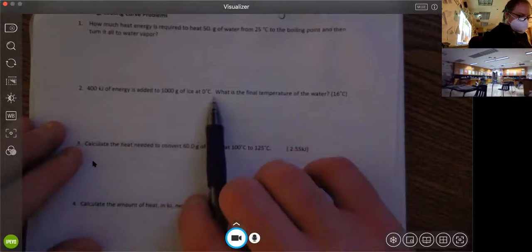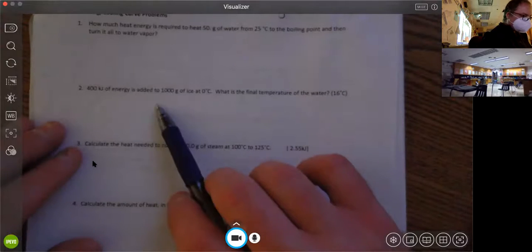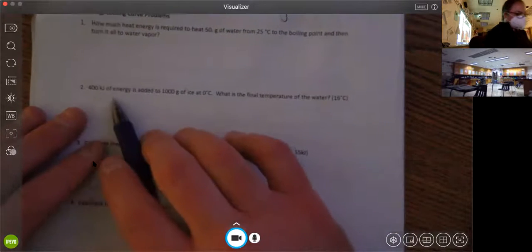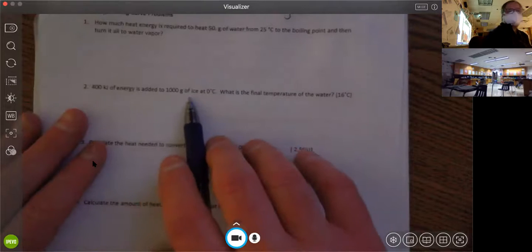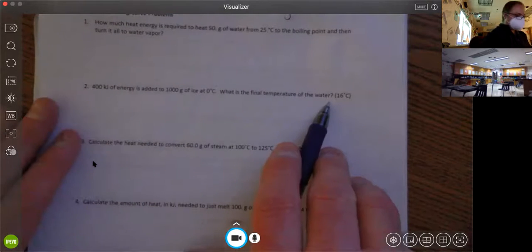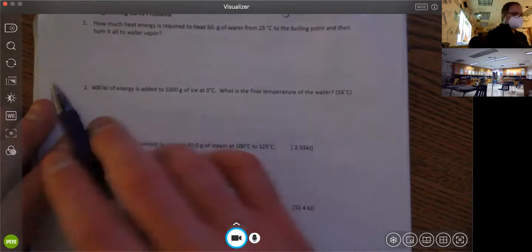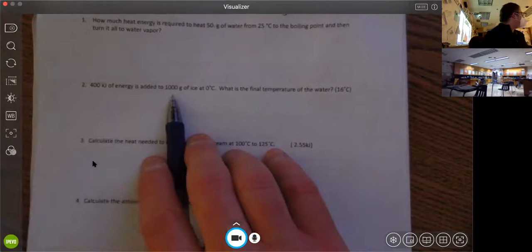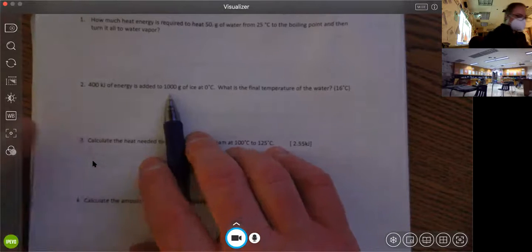So let's take a look at what we have here. Is added to 1,000 grams of ice. All right, that's a fun one. So 4,000 kilojoules of energy is added to 1,000 grams of ice at 0 degrees Celsius. What is the final temperature of the water? The first thing we need to do is to figure out if we can actually melt this 1,000 grams of ice. If we can't, the final temperature will be 0.